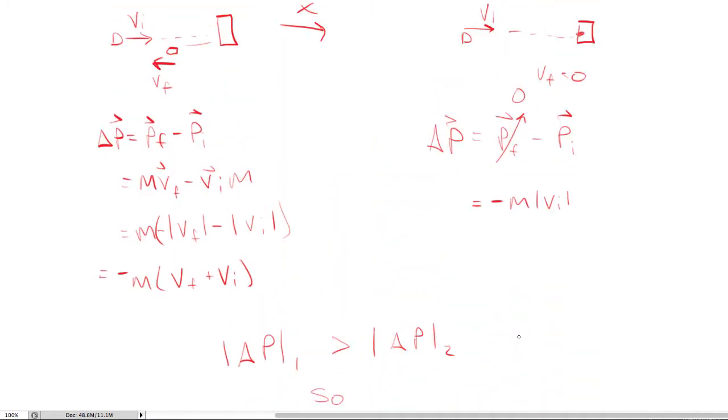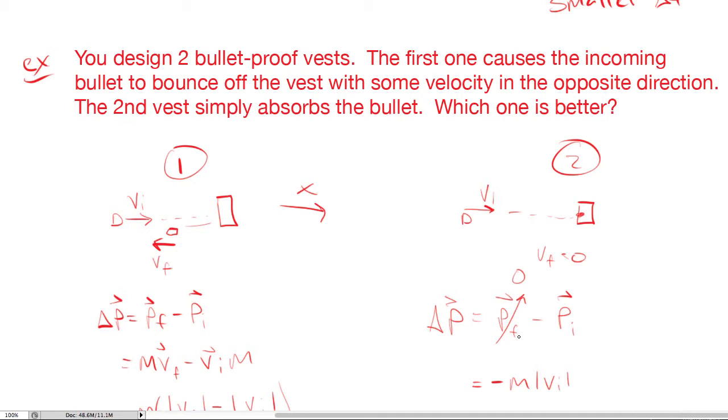All right, let me make a slight extension here. In this case, I sort of assumed the person didn't fall. The person just stood there. So would it be better for the person to just stand there, to move forward as they're getting shot, or to move backwards as they're getting shot? Backwards, right. For the exact same reason, because I'm minimizing the change in momentum.